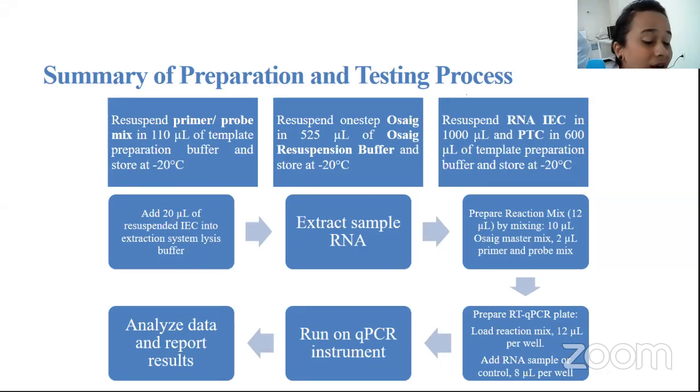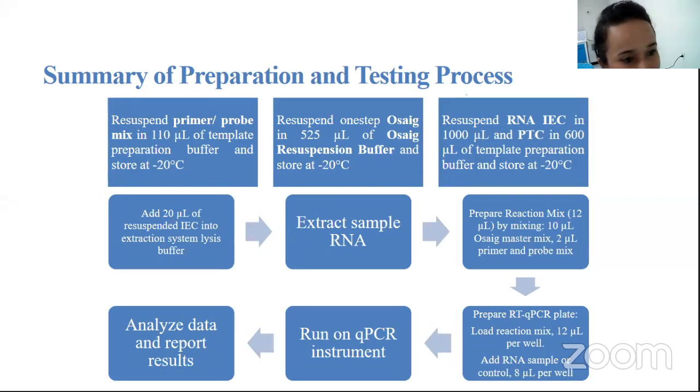When you start with the RNA extraction using the nasopharyngeal swabs, add 20 microliters of resuspended IEC, that is the internal extraction control. You have to be careful that you don't forget this. Add it into the extraction system buffer. Extract the sample RNA according to whatever platform you are using.